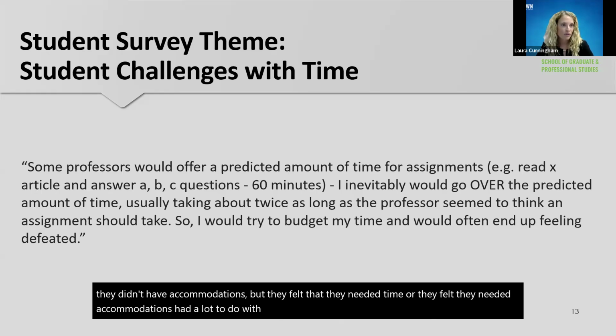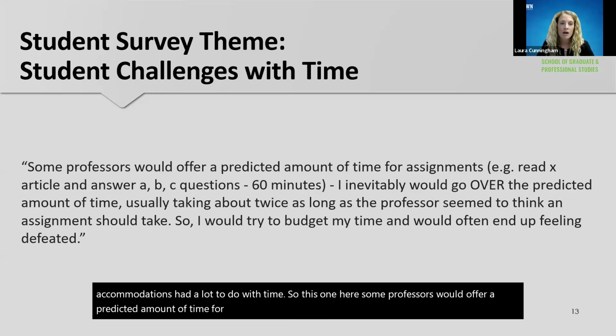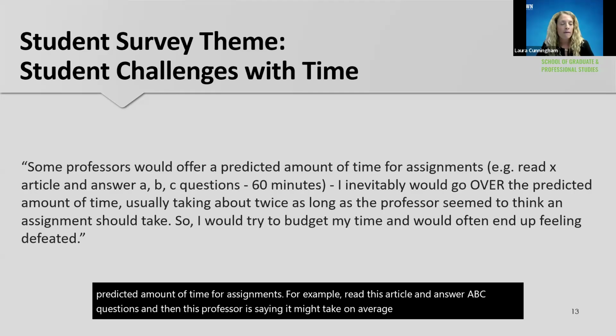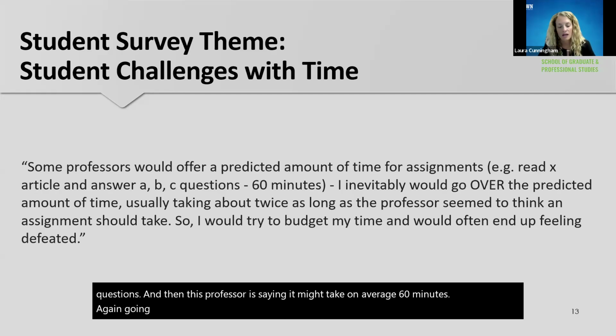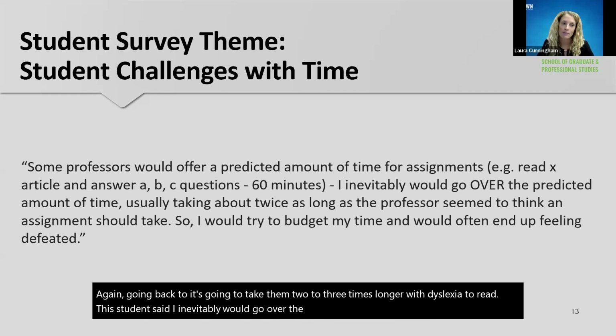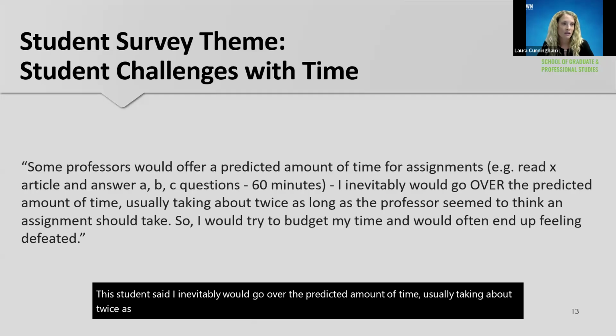So this one here, some professors would offer a predicted amount of time for assignments. For example, read this article and answer A, B, C questions. And then this professor is saying it might take on average 60 minutes. Well, again, going back to it's going to take them 2 to 3 times longer with dyslexia to read. The student said, I inevitably would go over the predicted amount of time, usually taking about twice as long as the professor seemed to think an assignment should take. So I would try to budget my time and would end up feeling defeated.